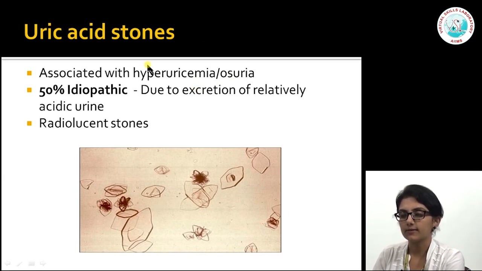Let's move on to uric acid stones. 50% of patients with uric acid stones would show evidence of hyperuricemia or hyperuricosuria. But in 50% of patients they are idiopathic and we don't really find the increased levels in the urine or blood. But we know that there is an association with acidic pH. As I had mentioned before, these are radiolucent stones and may not be picked up on an X-ray. And this is what we see in the urine. We see these rhomboid kind of crystals, translucent crystals of urate.